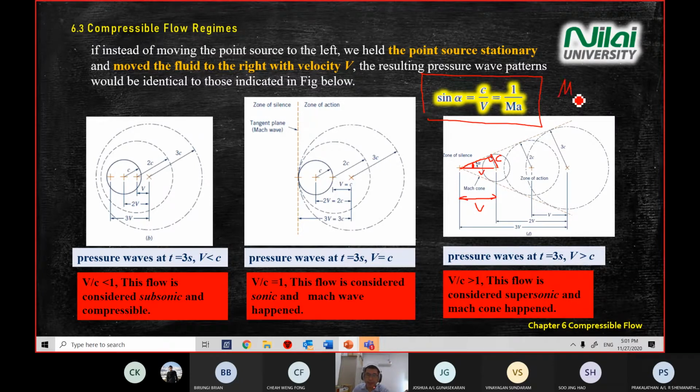And then we know that Mach number equal to V divided by C. If you look at this relationship, it is actually an inverse of your Mach number. Okay, 1 over Mach number equal to C divided by V. This equation is very important. It is defined only for supersonic, V more than C, or supersonic with the Mach cone scenario only. Any question you want to ask me based on this diagram?